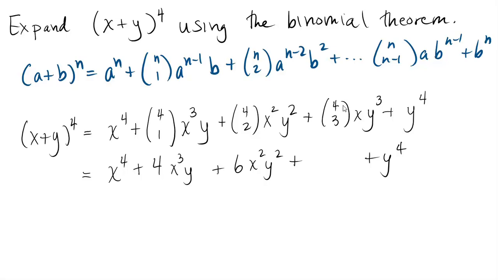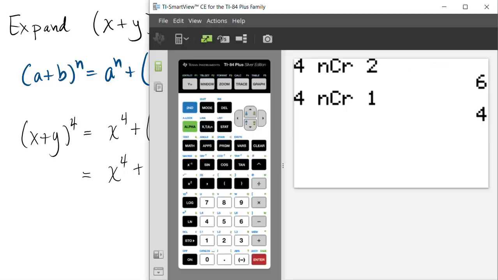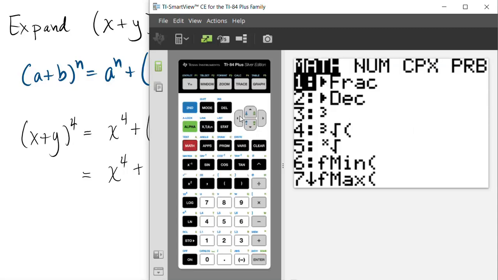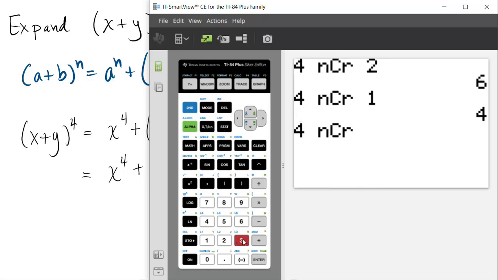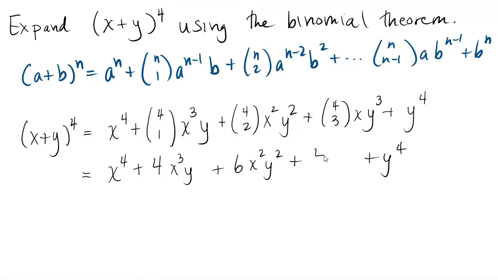Well, there are 4 different ways to choose one of the 4 y's because there are 4 y's total. I claim this last one is also obvious because if we're choosing 3 y's, well then we're only choosing 1 x. So how many different ways can we choose 1 x? Well, I claim it's 4. Let's show that with the calculator. 4, math, scroll to probability, choice 3, and this time we're choosing 3 y's. But that's equivalent to choosing 1 x, so there's only 4 ways to do that as well. And we get this expansion, x to the fourth plus 4x cubed y plus 6x squared y squared plus 4x y cubed plus y to the fourth.